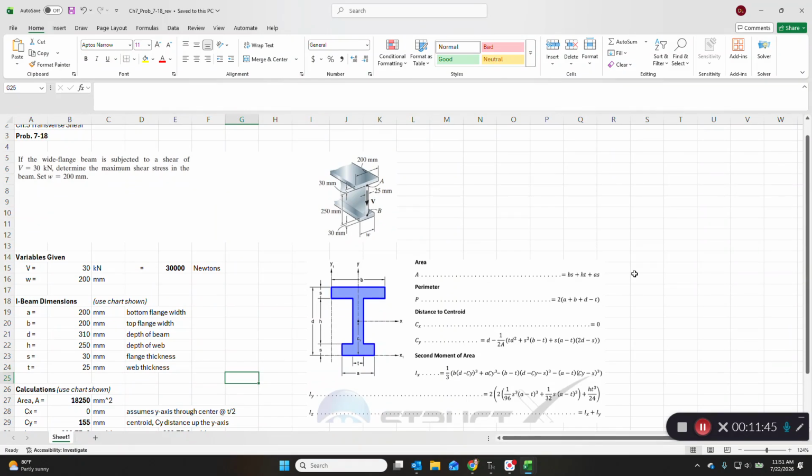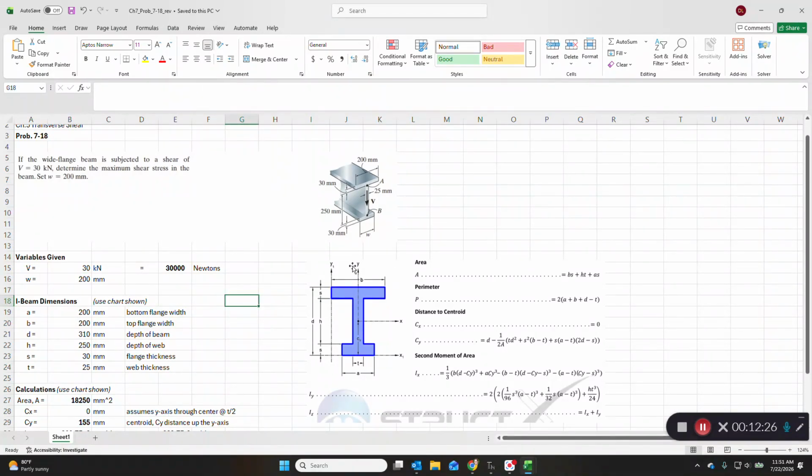This will give us the area of a wide flange beam, the perimeter, the X and Y centroid distance, and the second moment of area, which is what we want. So we want the maximum shear stress, that's this V downward. If the beam is subjected to a shear of 30 kilonewtons shear load, what's the maximum shear stress given all the dimensions, right? So 30 kilonewtons is 30,000 newtons, and our base here is 200 millimeters. So let's take a look at this.